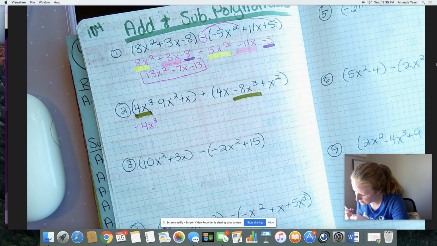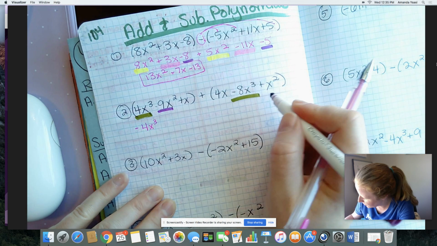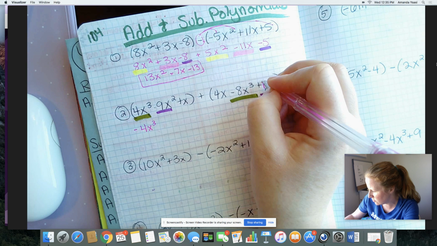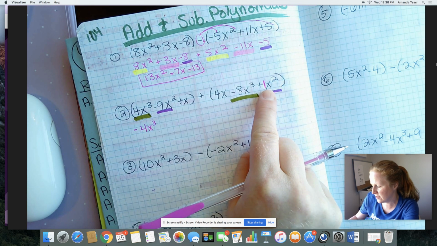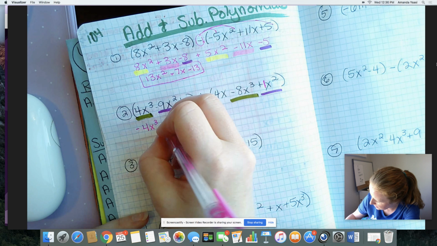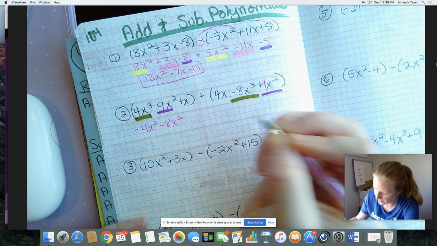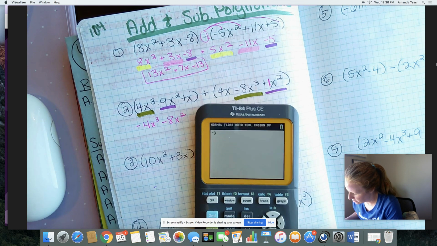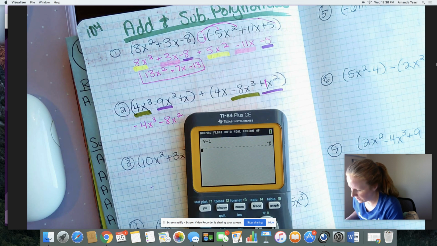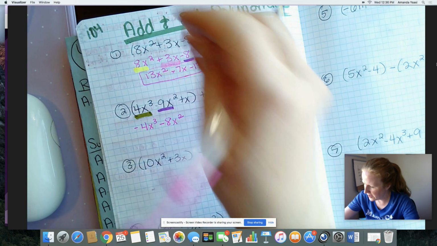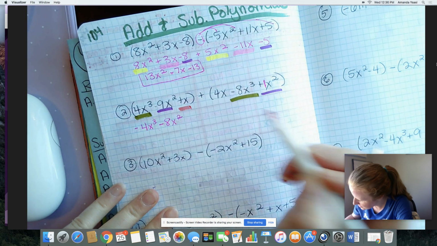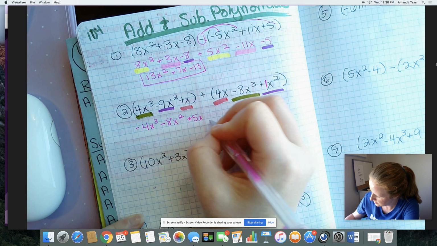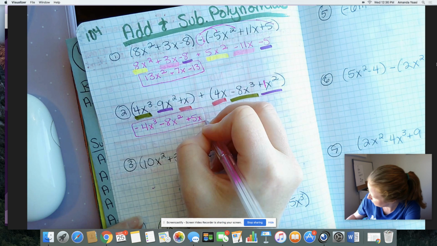Then next would be 9x squared and x squared. So what's in front of this? It's obviously a 1. -9 and a +1 would give us -8x squared. And if you're not sure, just use your handy dandy calculator, like I know a lot of y'all will. -9 plus 1 is a -8. And then next is x and 4x, making that 5x. Hopefully you're feeling good about it.